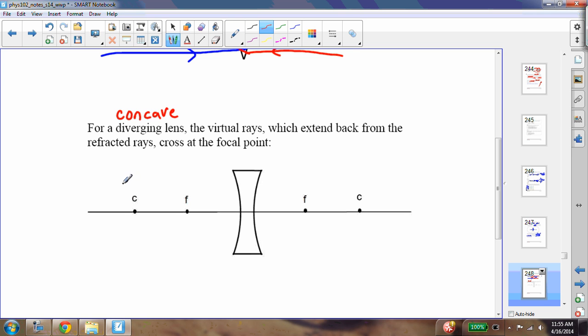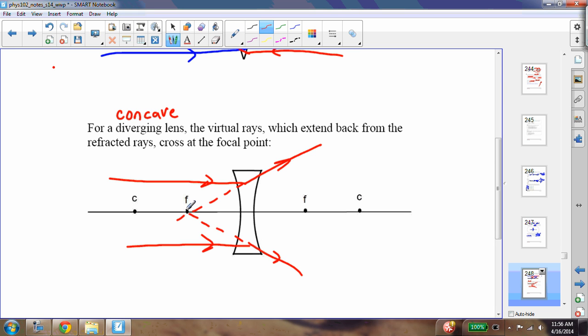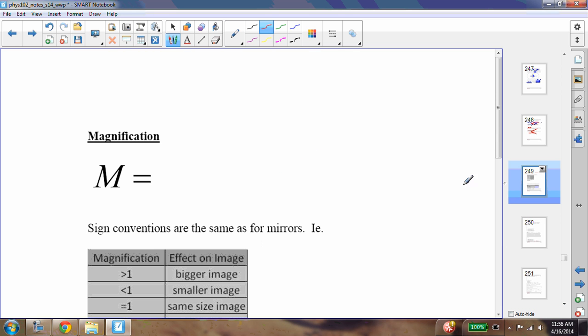So here, if we have rays that come in parallel to the axis, they diverge on this side, but they diverge in such a way that if you were to trace them back, they would go through the focal point. And so the virtual rays will focus at the focal point for this diverging or concave lens. Remember, the diverging lens is a concave lens, and the converging lens is a convex lens.